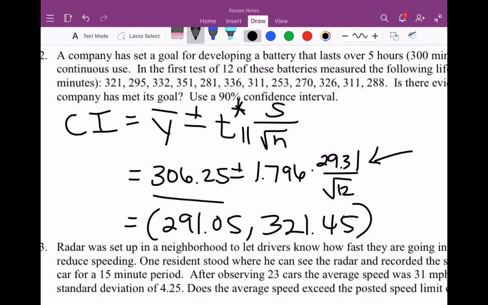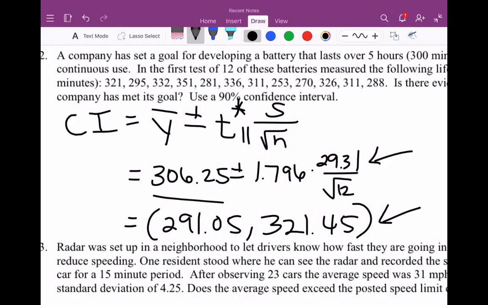So really what I did is I typed in my data into my stat editor, and then I did a t-interval. And when you do the t-interval on your calculator, it gives you both the mean and the standard deviation, as well as the actual interval. So you don't really have to do any math at all, because the important part is what comes next, and that is the interpretation.